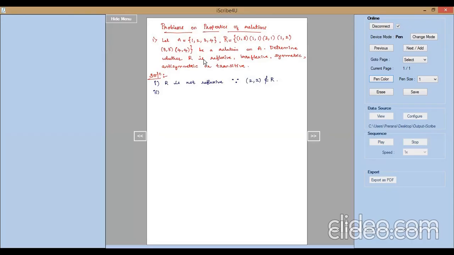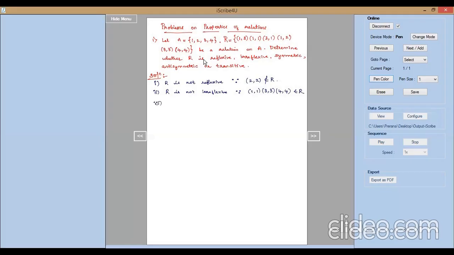We will write down the same thing. R is not irreflexive because (1,1), (3,3), (4,4) belong to the relation R.